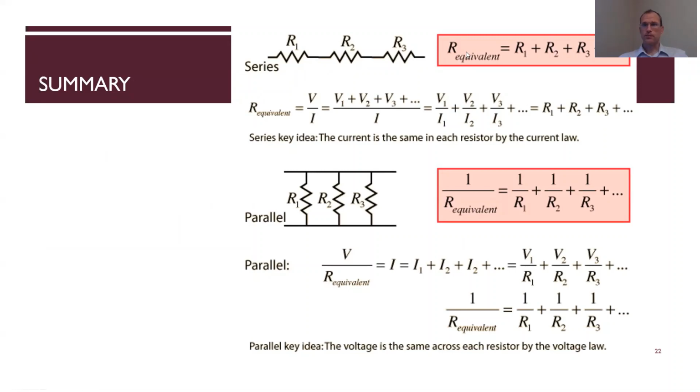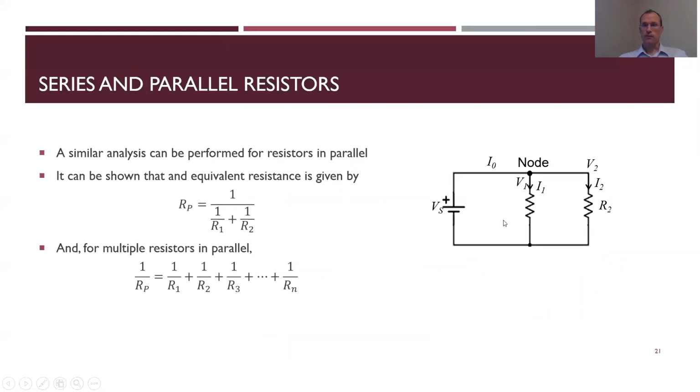Summary though: series resistors, equivalent resistance, just add them all together. That mainly comes from Kirchhoff's current law, that the current is the same in each resistor. So these basically come from Kirchhoff's laws and Ohm's law. Current is the same in each resistor, so you have resistors all added together for the equivalent resistance. For parallel resistors, the key is the voltage law, so voltage is the same across each resistor. If we go back to this slide back here, V1 and V2 both have to equal Vs.